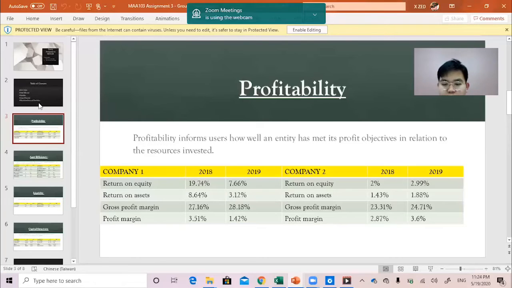In my opinion, although the percentage of company 1 decreased drastically compared to company 2, in terms of percentage company 1 is still a lot higher than company 2. It means that the profitability ratio of company 1 is better than company 2.